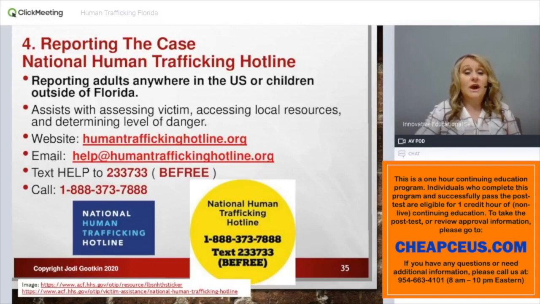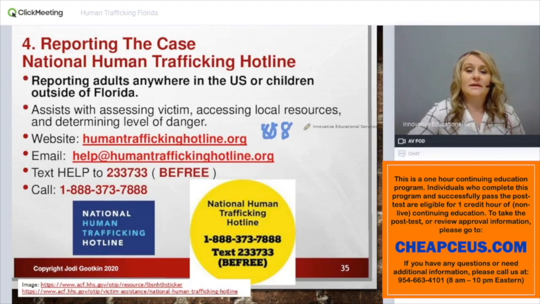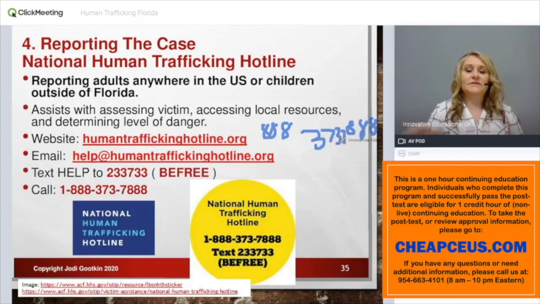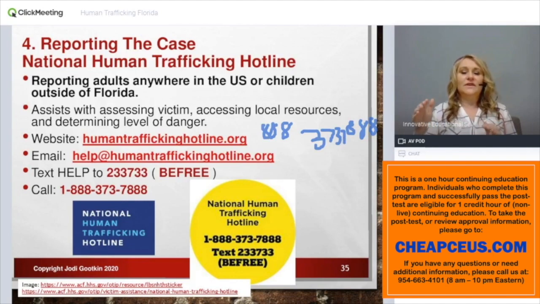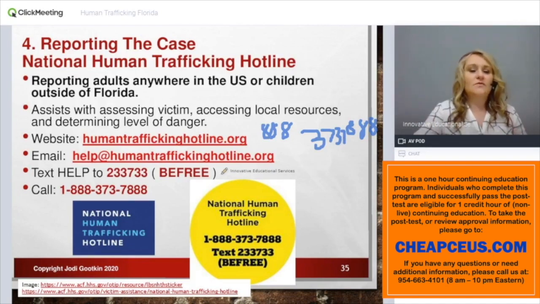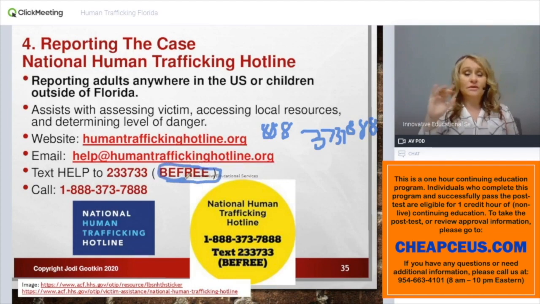In order to reach the hotline, they say the easy way to remember the phone number is 888 and then 888 on the other side of it, and inside you have 3737. So it's 888 3737 888. The other way you can remember it is BeFree if you're texting. So the phone number is BeFree, and then all the individual has to text is help, and then they will be put in touch with the hotline.